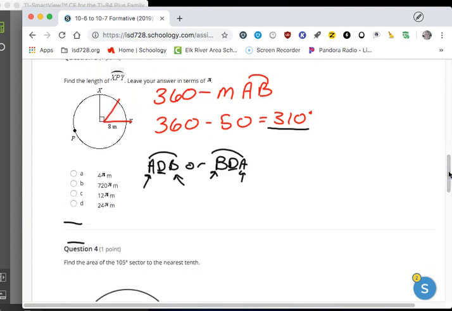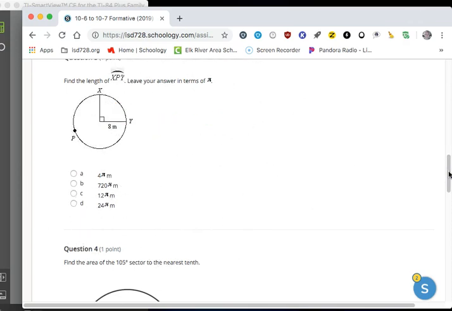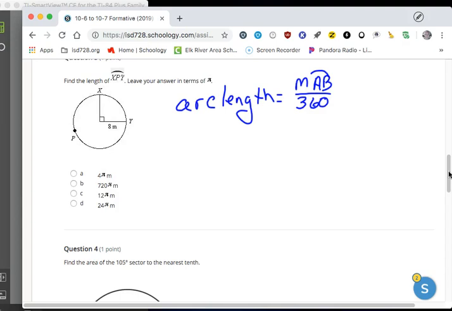In problem 3, I'm asked to find the length of XPY. And when I'm looking at the length of XPY, I'm looking at the arc length. Now let me write out the equation that we're talking about. We have arc length, which is the arc of AB over 360. And because it's arc length, it's 2 pi r. We're talking about circumference, not area. So I'm looking at an arc length of XPY.